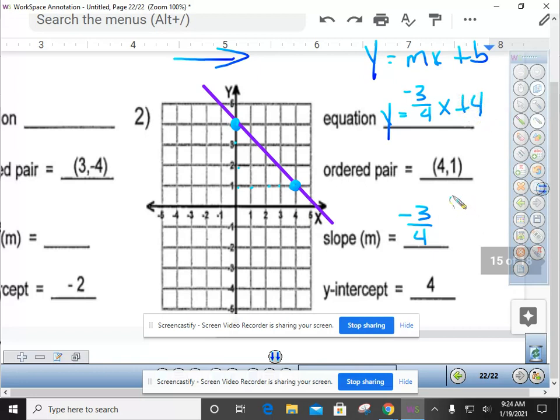Does everybody understand what we're doing? This is the same thing we've been doing. Now we're just writing the equation. They're not giving you the equation, asking you to graph it. You're writing the equation. But they give you the slope, or you've got to find the slope with the y-intercept.